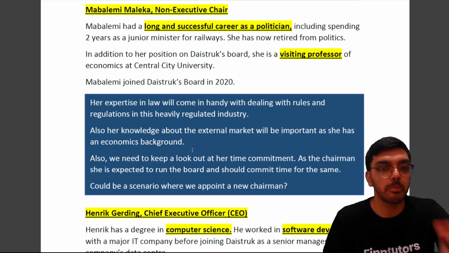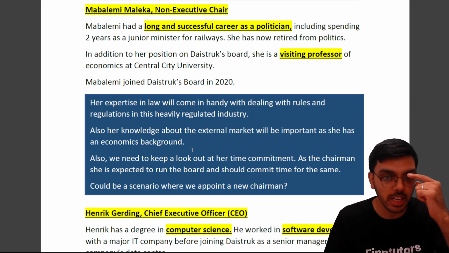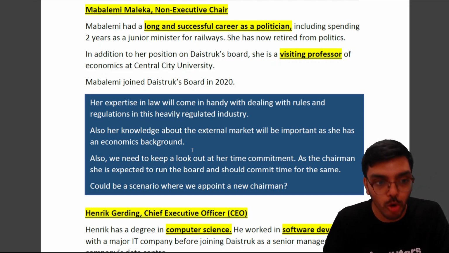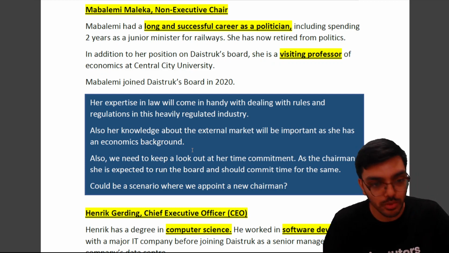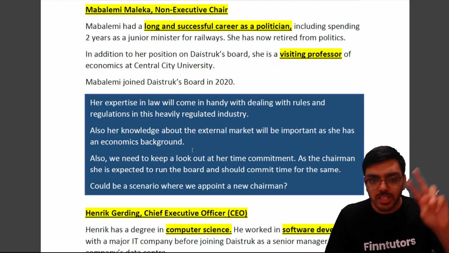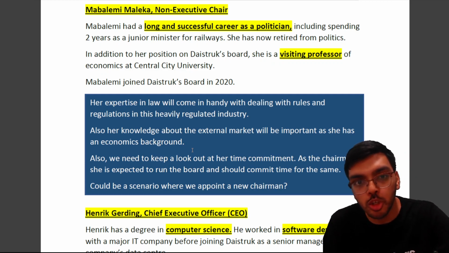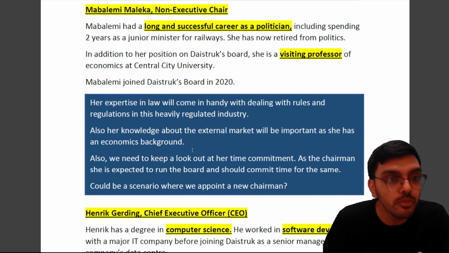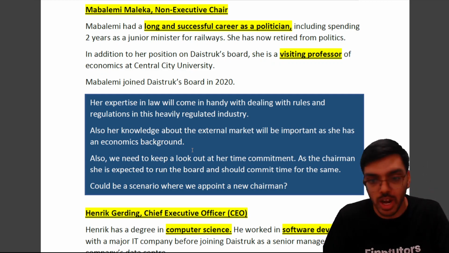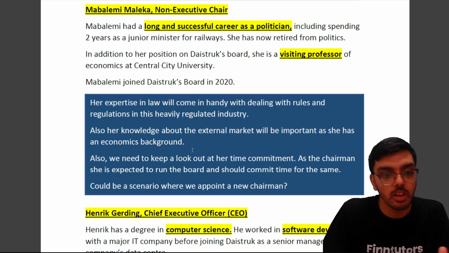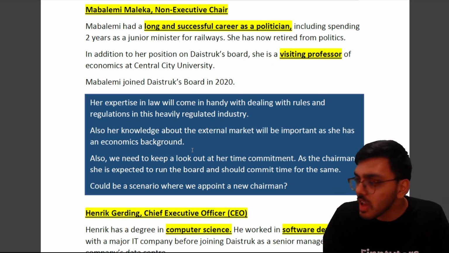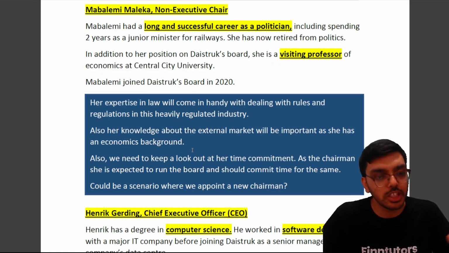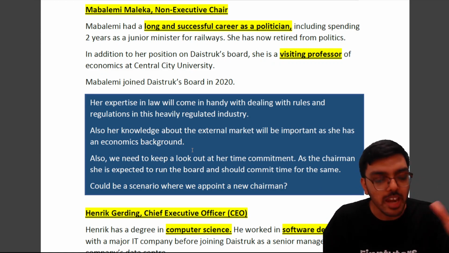The role of a chairman, the role of a CEO has been explained in our P3 syllabus, so that is important to know. The chairman runs the board of directors, convenes the meetings for the board of directors. So could we see a scenario where we appoint a new chairman because she does not have enough time to give to Daistruk running or the board running? Could there be a scenario where Mabalemi is now leaving and we have to appoint a new executive chairman? What are the rules, regulations that we should follow? That can be a scenario that comes up.